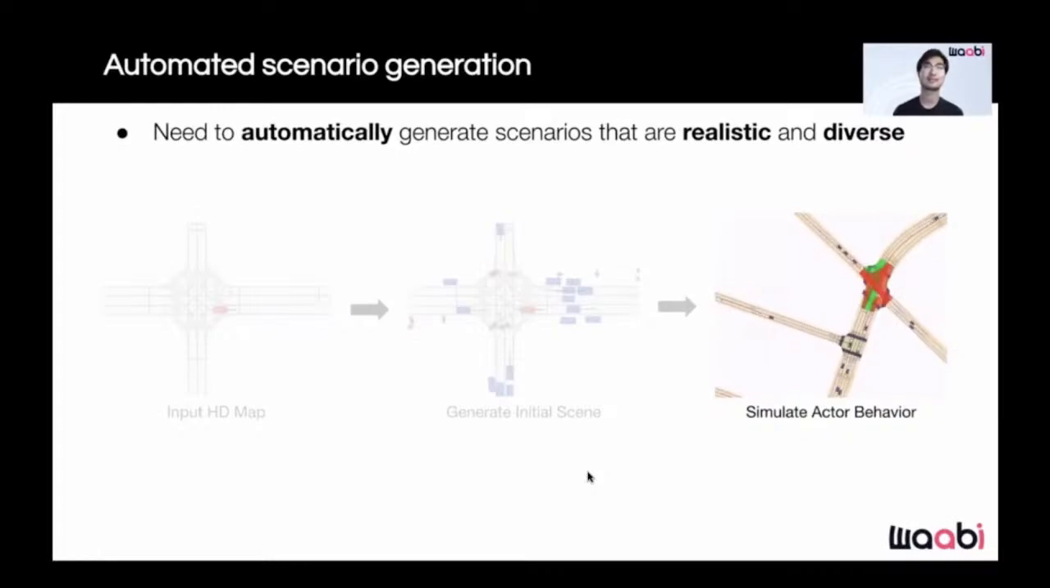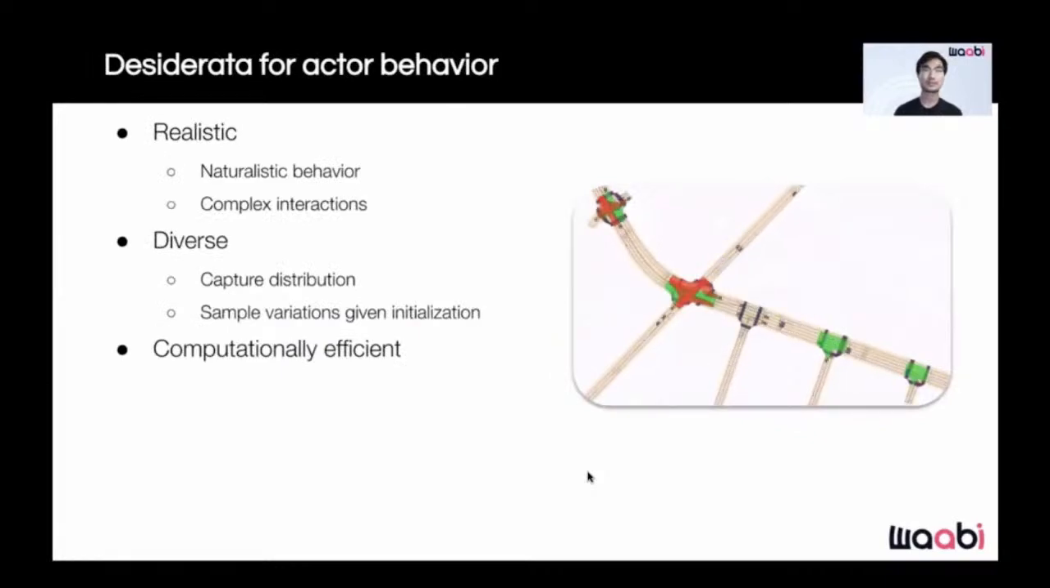Before diving into the approaches, let's talk briefly about the desired characteristics of an actor simulation. First of all, in order to generate realistic scenarios, we need to capture naturalistic behaviors and complex interactions that humans exhibit in the real world. Secondly, to generate diverse and interesting scenarios, we need to sample different variations given an initial scene. And lastly, this process needs to be computationally efficient such that we can effectively scale our closed-loop simulator.